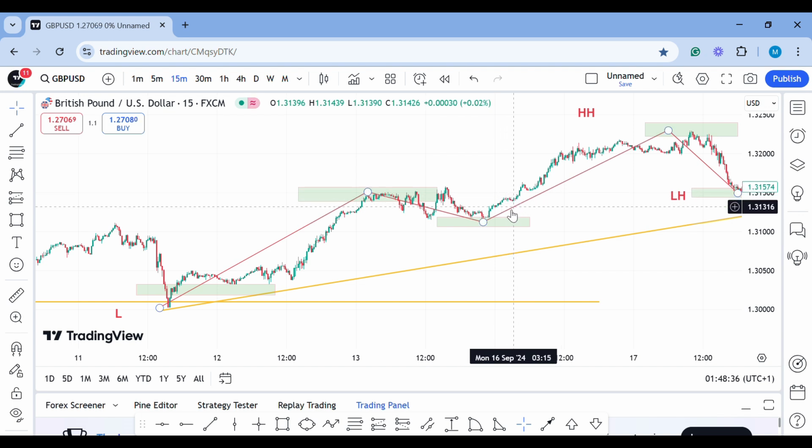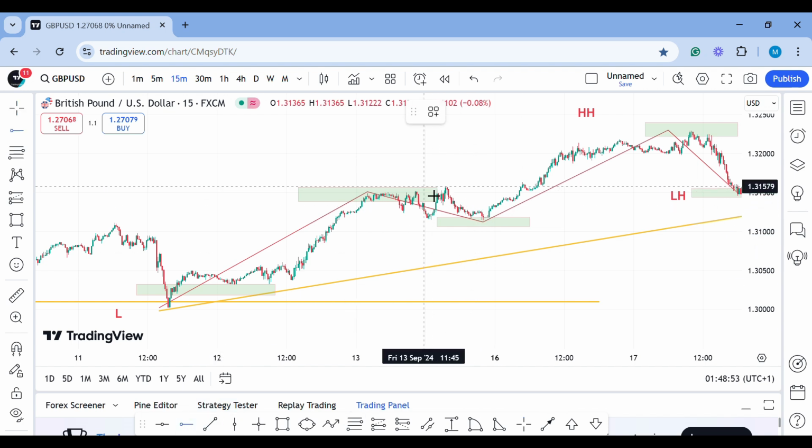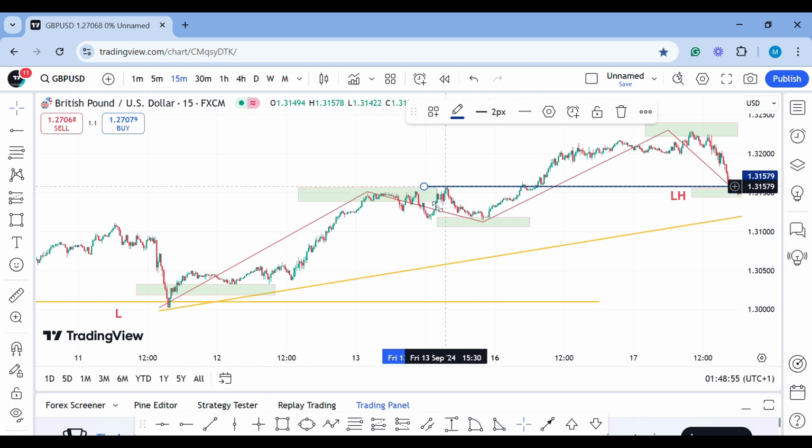So that's to tell you that the market has stopped from the correctional moves and is now pushing to the upside. So you'll be able to look for a buy from this point. And if you put your horizontal ray here, you will see this is a high from the correctional moves. You can see how the market broke above this.